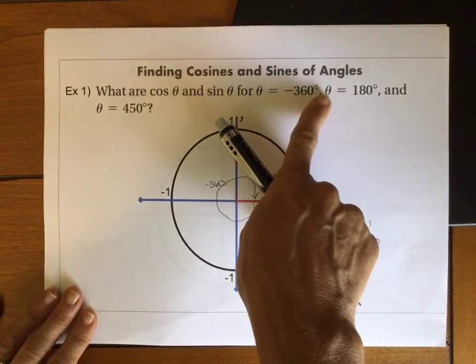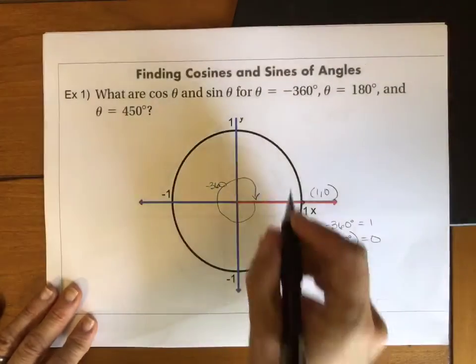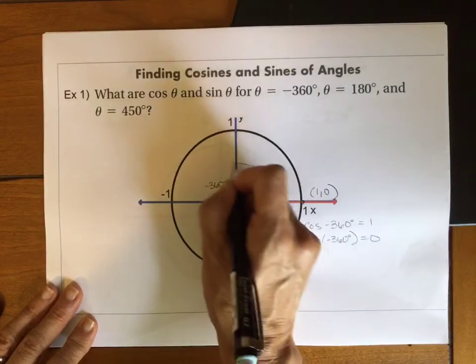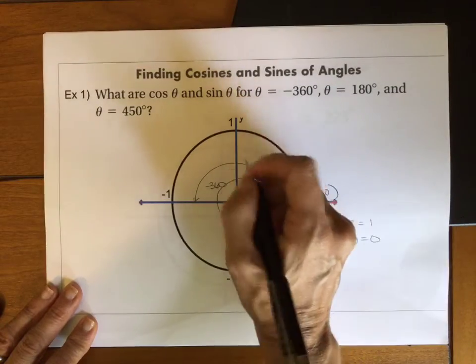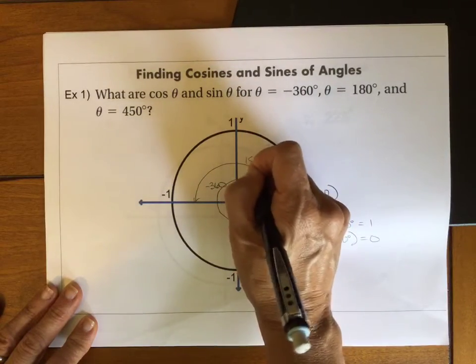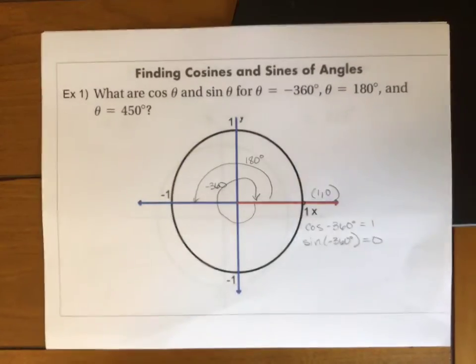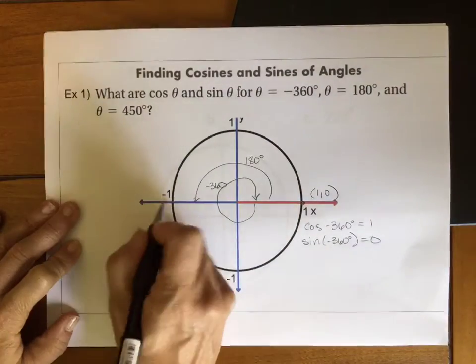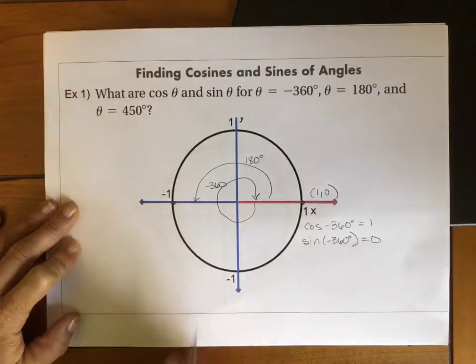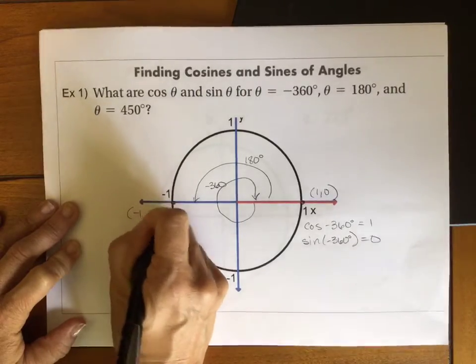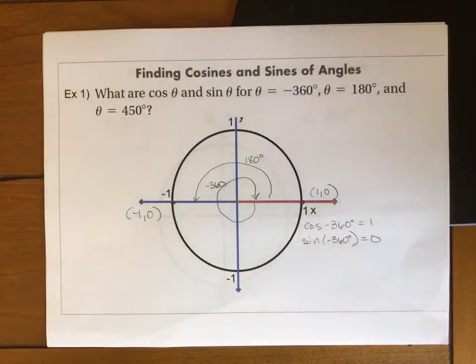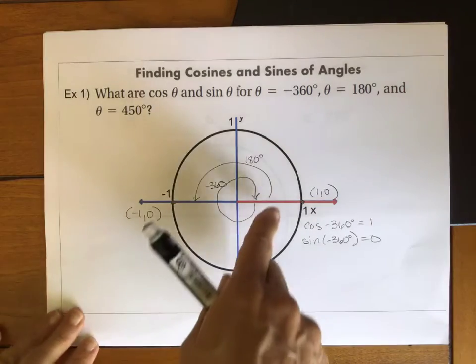All right, next one is my theta is 180 degrees. So that's just right out here if I draw in my angle. This is 180 degrees. So out here at my points, another far edge of my unit circle, I know that cosine is negative 1 and sine is 0. And then the last one is 450 degrees.